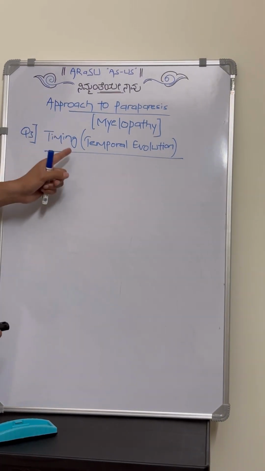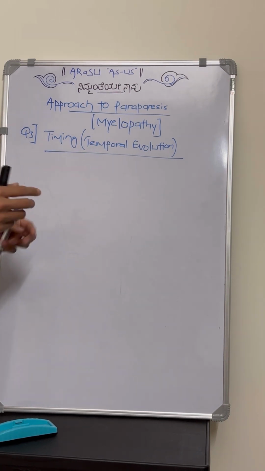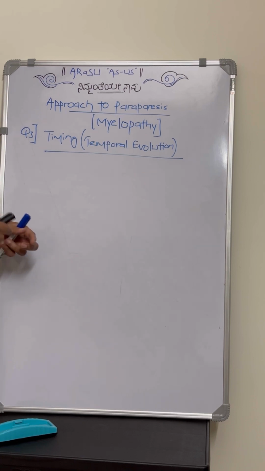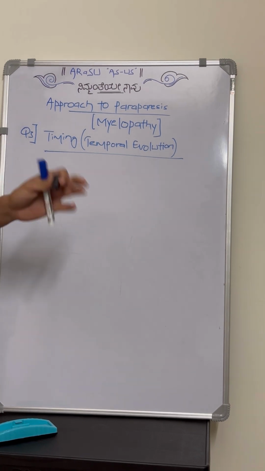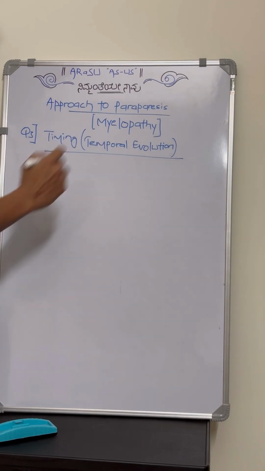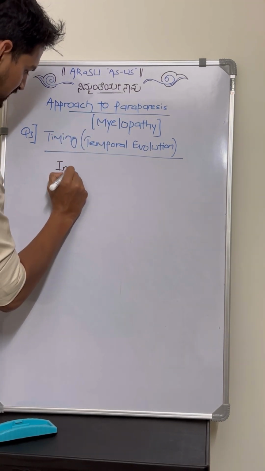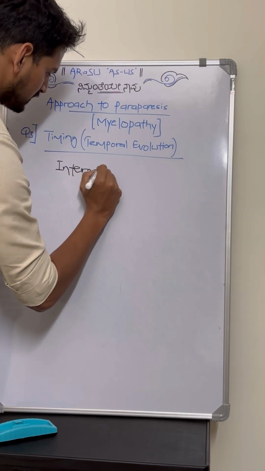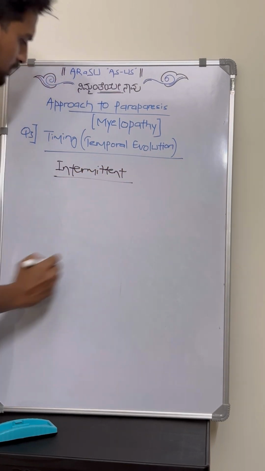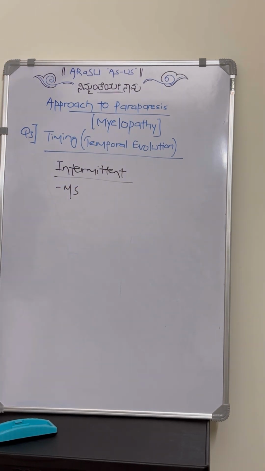But related to the timing of weakness, I have seen students getting confused when there is intermittent weakness. So we have to remember one thing: whenever the patient complains of intermittent complaint, that is relapsing remitting type of weakness, what are the main causes we have to remember? Mainly, as we all know, it is MS. First thing which should come to our mind.